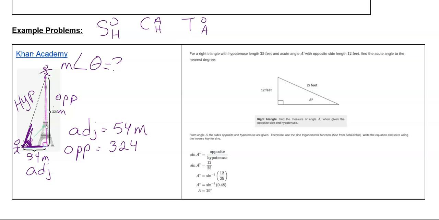Again, which trig ratio does that mean? It means tangent. So we are going to have a problem set up as the tangent of angle theta is equal to the opposite side, which is 324 meters, over the adjacent side, which is 54 meters. But now we need to solve for that unknown number. Theta is unknown here. So what I'm going to do is I'm going to switch over to another screen so that we can work this out.